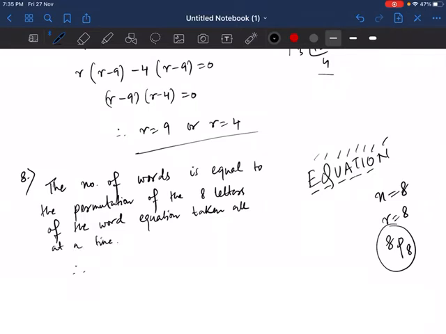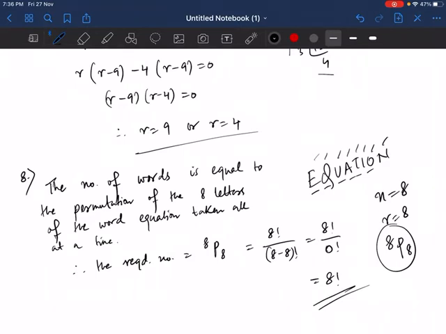Therefore, the required number is equal to 8P8, and 8P8 is equal to how much? It is 8 factorial divided by (8 minus 8) factorial, that is 8 factorial divided by 0 factorial, and 0 factorial is 1. So you are getting the answer as 8 factorial. Now you have to write the value, and the value of this one will be 8 into 7 into 6 into 5 into 4 into 3 into 2 into 1. Just multiply and write the answer. That will give you the answer of this question number 8.